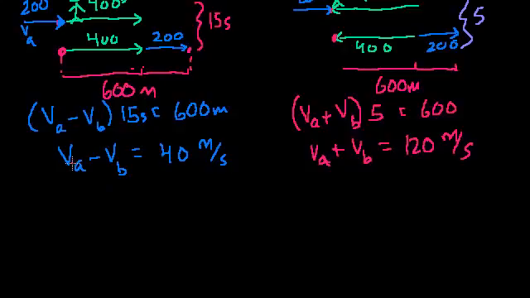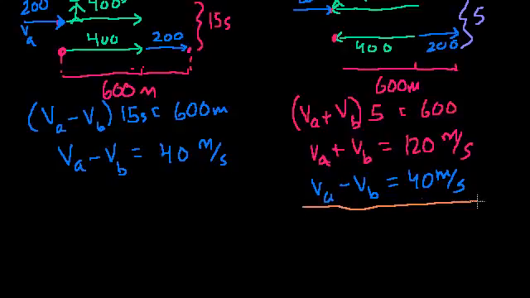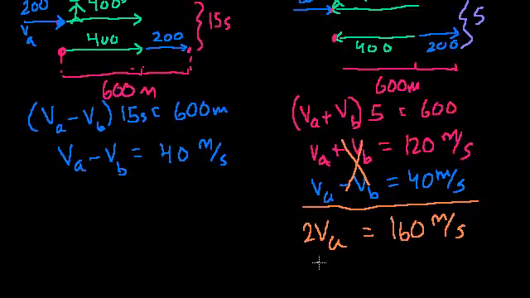And let's see, we could just take this equation, put it down here. We could add the two equations to each other. So the velocity of A minus the velocity of B is equal to 40 meters per second. Add the two equations. We get 2 times the velocity of A. These two cancel out, is equal to 160 meters per second, or the velocity of A is equal to 80 meters per second. And then we can just back substitute here.